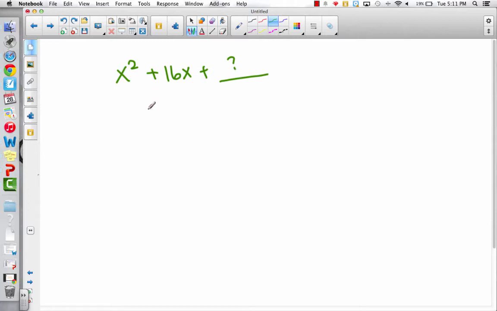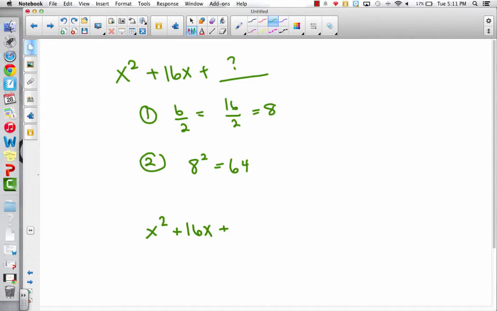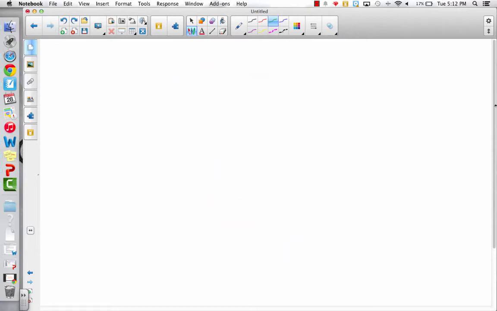What you should have gotten for step 1 is that you take b divided by 2. Well, b is 16, so 16 divided by 2 is 8. And you're going to want to show these steps when you're completing the square, so make sure you get in the habit of it now. And then 8 squared gets you 64. So our answer would be x squared plus 16x plus 64. And you're done. So that's basically your first couple of steps in completing the square. So now let's go through our steps of completing the square.